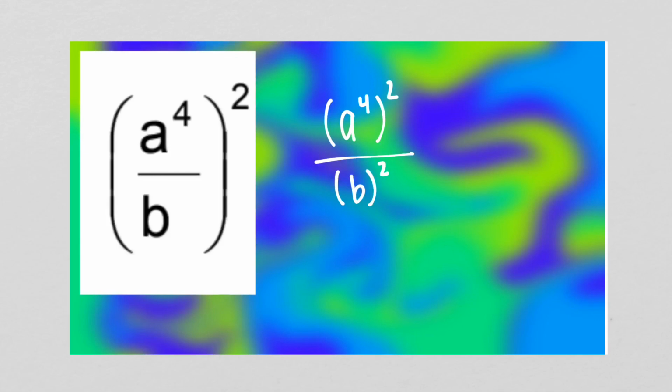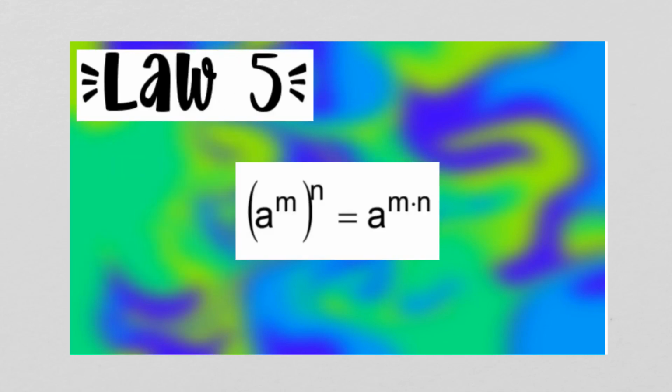Again, there is another law you need before you can solve this, so we're going to come back to these examples in just a second. Law 5, this is the one that I'm talking about. This says that if you have something in parentheses with an exponent already, and then on the outside of parentheses there's another exponent, so the first one is m, the second is n, you multiply these now. You're not adding the numbers together, you multiply the exponents together.